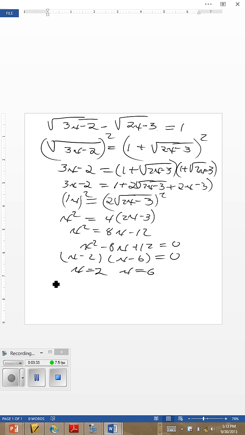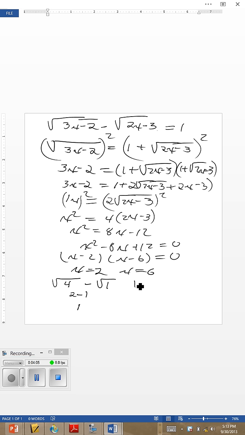Throwing back in 2, hopefully you can just say we get 6 minus 2, which is 4, square root, which of course is 2, minus over here, throw in 2 again, so you get 2 times 2 is 4, minus 3 is 1, so this is effectively 2 minus 1, which is equal to 1. I suspect the other one will not work, but let's just check it nonetheless.